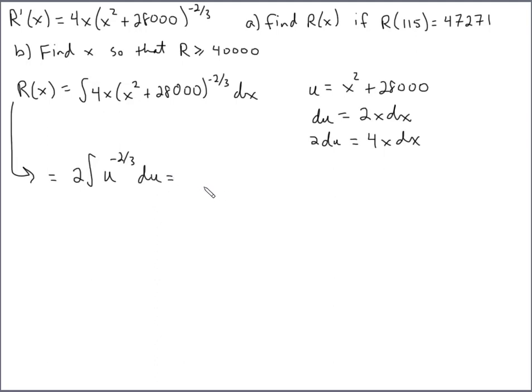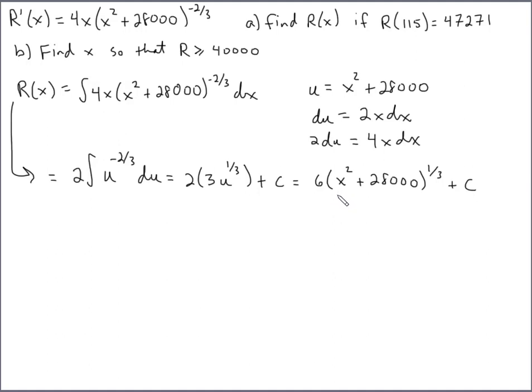Okay, and so antiderivative here, we raise that by 1. That's going to give us positive 1/3, so we're going to have to multiply this by 3. 3u to the 1/3 power plus some constant. 2 times 3, 6. Replacing the u back with what it was before. What was it? It was x squared plus 28,000. And then we've got that 1/3 power, and then we've got a plus c.